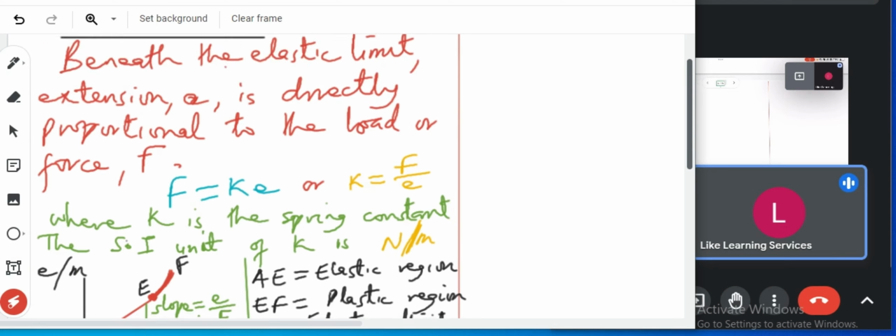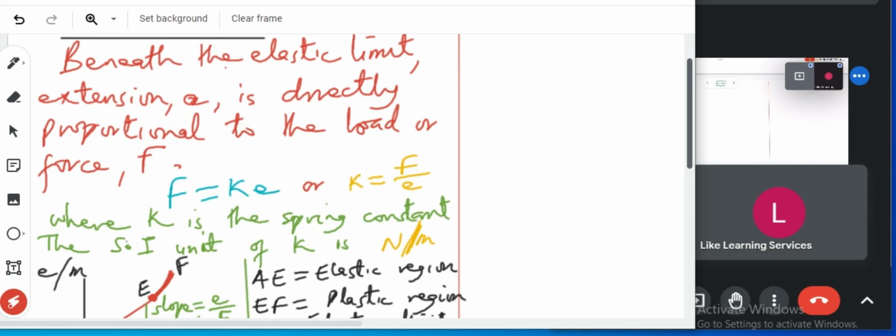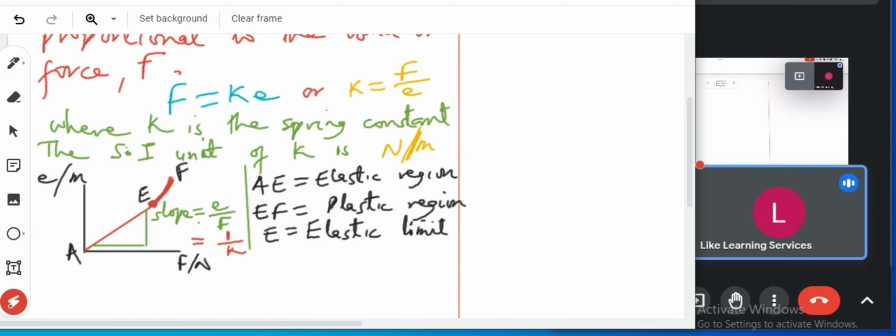So Hooke's law states that beneath the elastic limit, extension E is directly proportional to the load or force. It is only proportional when it is beneath the elastic limit, but beyond it, it is no longer proportional. So the proportionality is between A to E. If you stretch it beyond the elastic limit, it doesn't return to its original length when released. So if it is stretched still within the elastic limit, the elastic region, it can return to its original length.